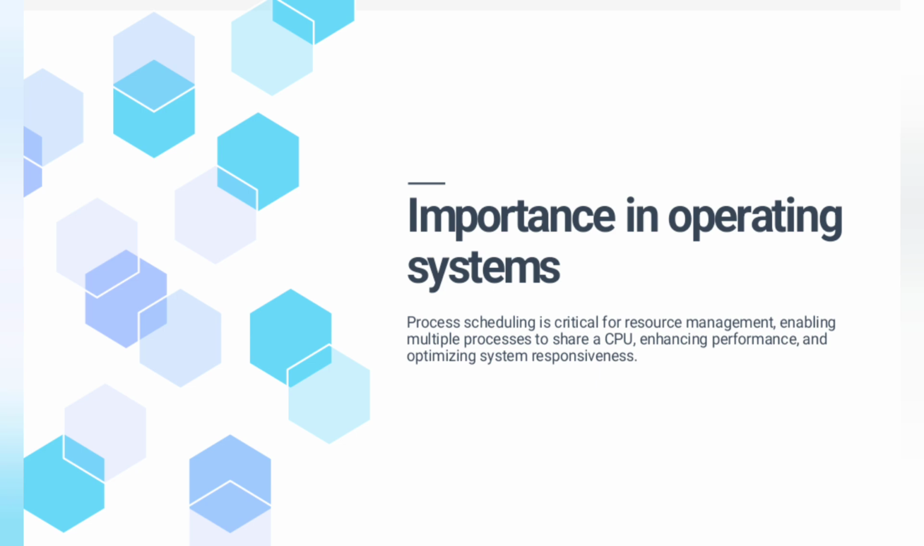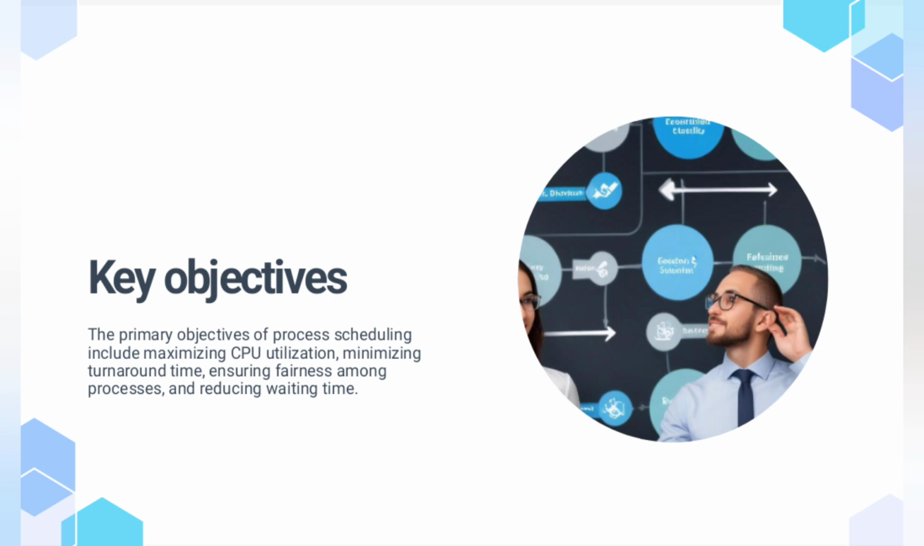The first come first serve and shortest job first are covered in this topic. Next, we look at the key objectives. The primary objectives of process scheduling include maximizing CPU utilization, minimizing turnaround time, ensuring fairness among the processes, and reducing the waiting time.